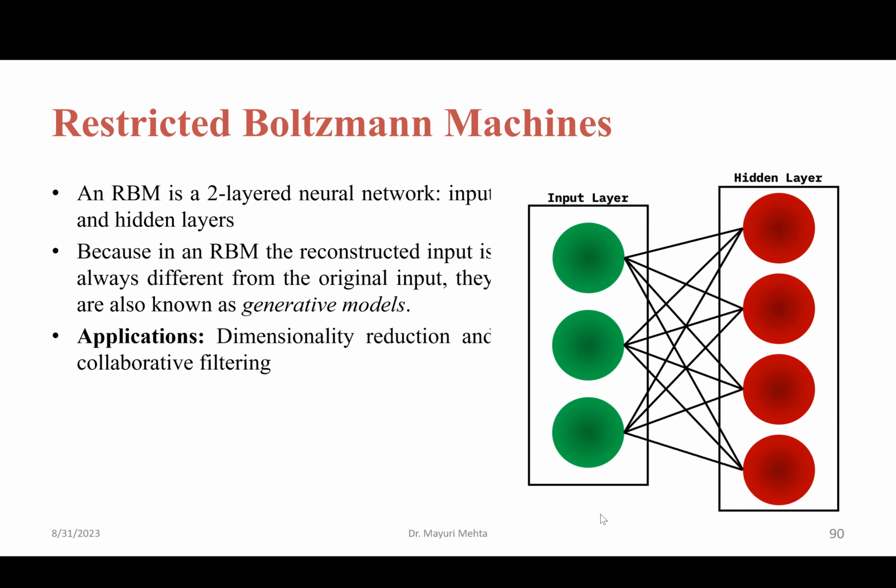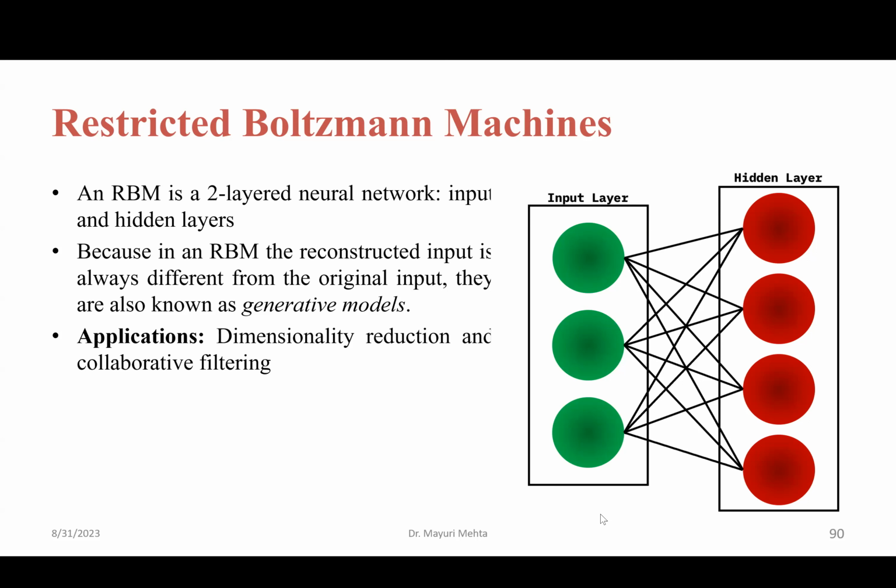So this RBM is a two-layered neural network. The layers are input and hidden layers. As shown in this figure, in an RBM every node in the hidden layer is connected to every node in the visible layer. And in a traditional Boltzmann machine, nodes within the input and hidden layer are also connected. Due to computational complexity, nodes within a layer are not connected in restricted. And that's why its name is restricted Boltzmann machine.